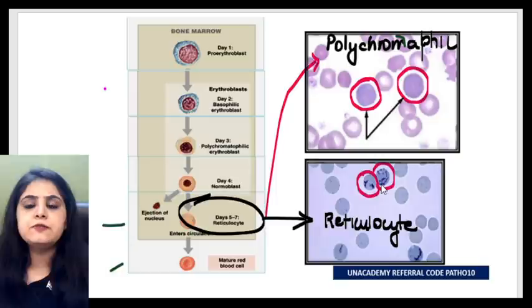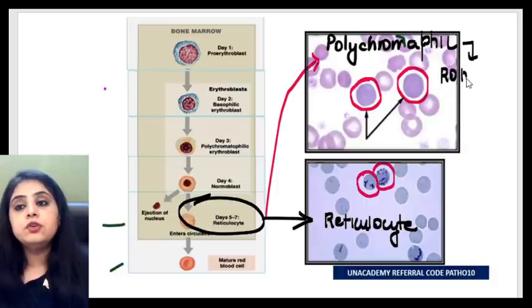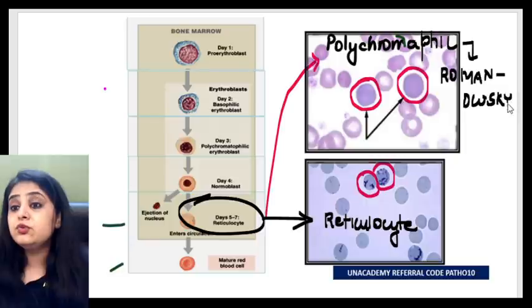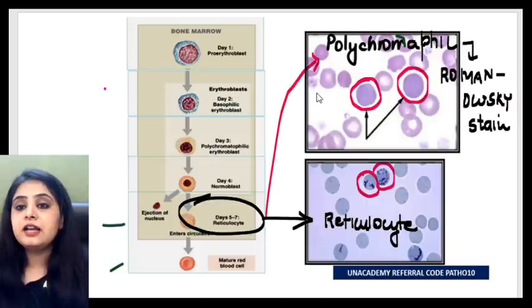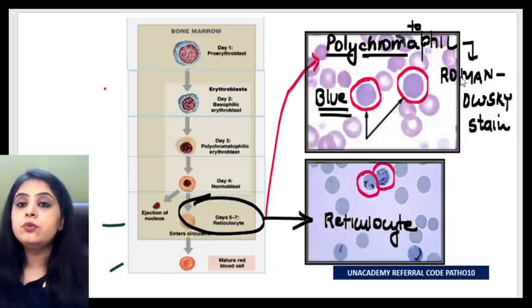Then why have I given them different colors? Because I've used different stains. Remember, if I've used the Romanovsky family of stains, the usual family of stain that I use in hematology, can you see the cells are having a bluish tinge? They are not that typical pinkish red color of a red blood cell. They have this bluish tinge. So I call them multiple colors, polychromatophil, on a Romanovsky stain.